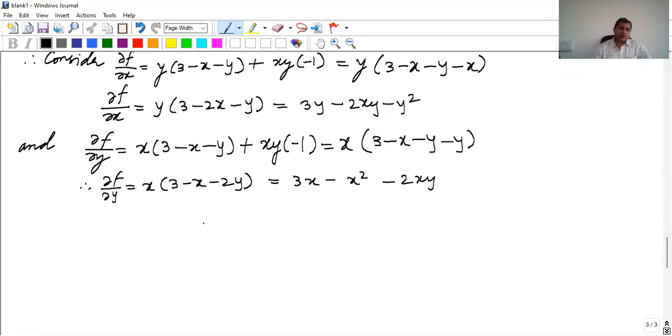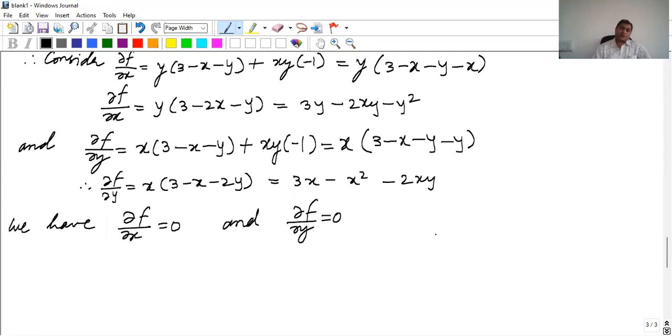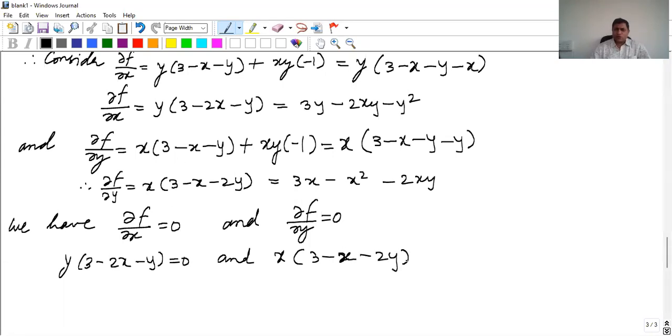Okay, so we got the first order derivatives. Now we have ∂f/∂x = 0 and ∂f/∂y = 0. So we consider ∂f/∂x = 0 and we consider ∂f/∂y = 0. So here we have y(3 - 2x - y) = 0, and x(3 - x - 2y) = 0. So these are the two equations that we have to consider.